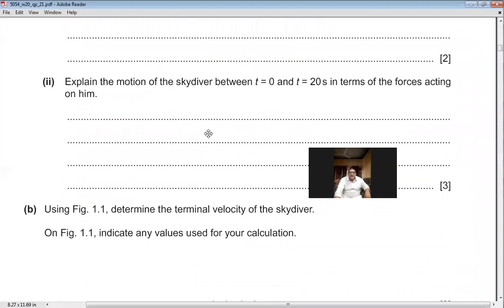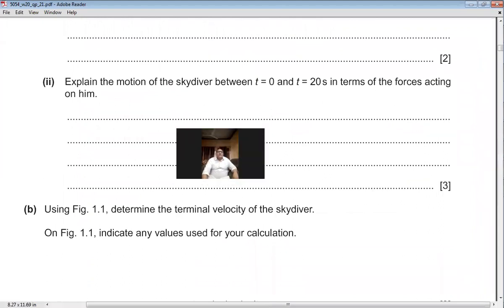Okay, so the next question: explain the motion of the skydiver between t equals 0 and t equals 20 seconds in terms of the forces acting on him. In the first 20 seconds, now we have to talk about the forces. When he jumps, when the time is 0, there is only one force acting on him, and that is the weight. There will be no air resistance.